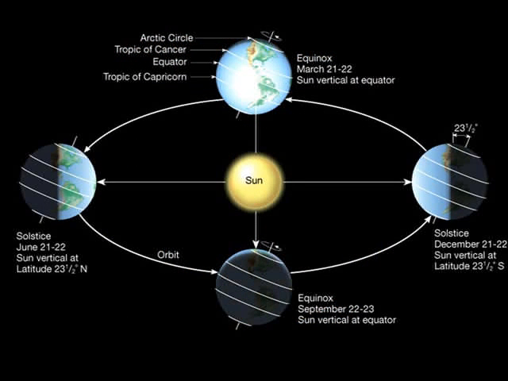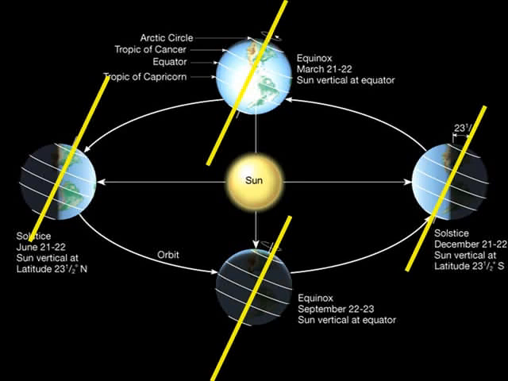As discussed in class, the Earth revolves around the sun in an elliptical orbit, although the fact that the orbit is elliptical is not what's important for the seasons and for sun angles. What is important is the fact that the Earth is tilted on its axis. Here I've highlighted the axis of the Earth, and you can see that in all cases the Earth's axis is pointing off in the same direction.